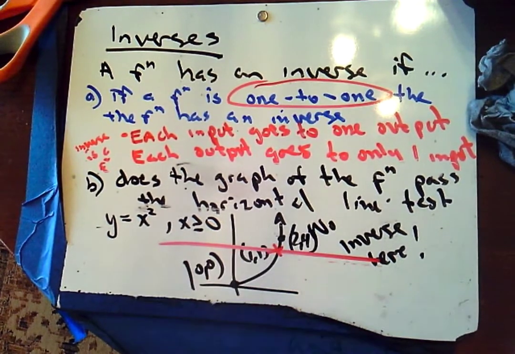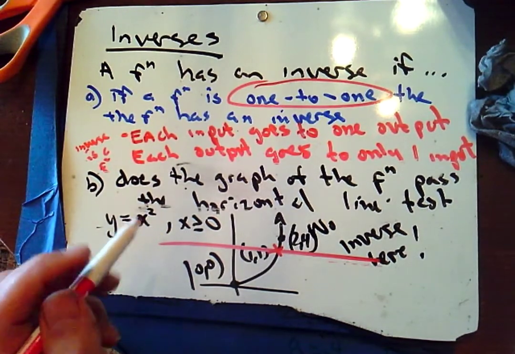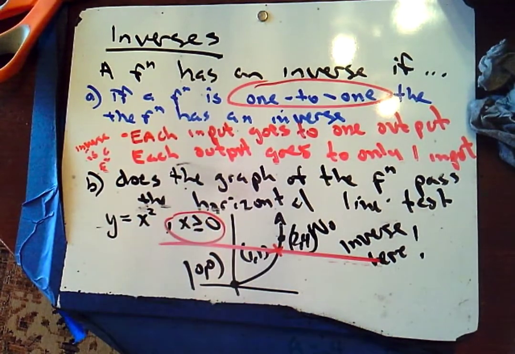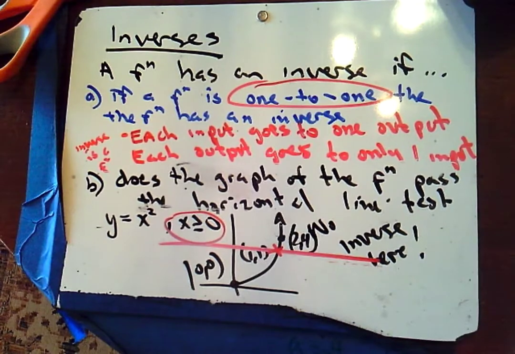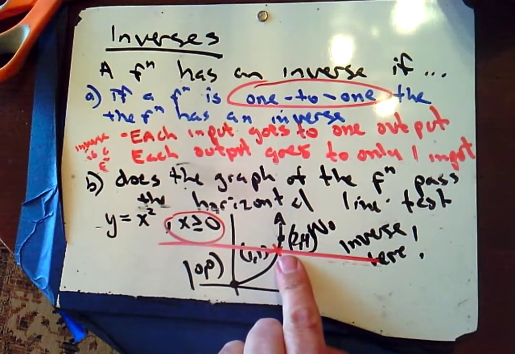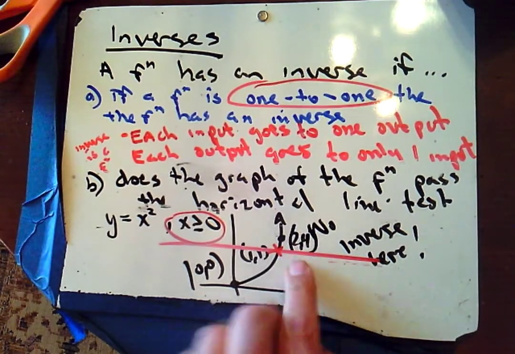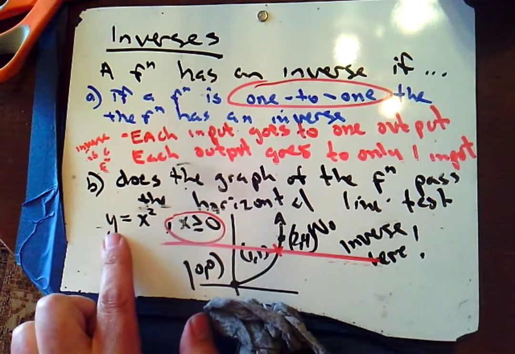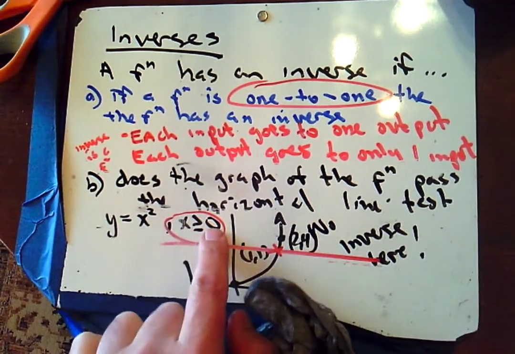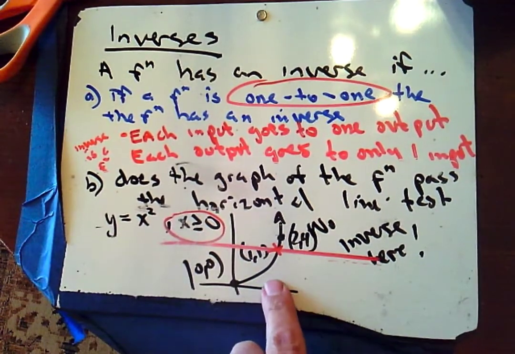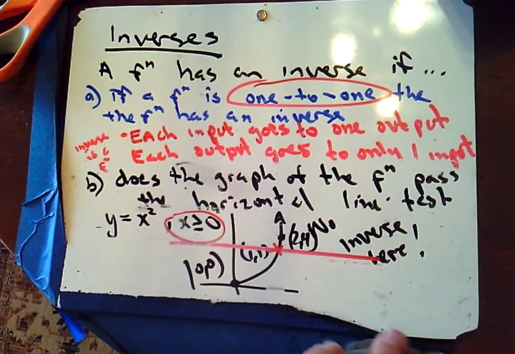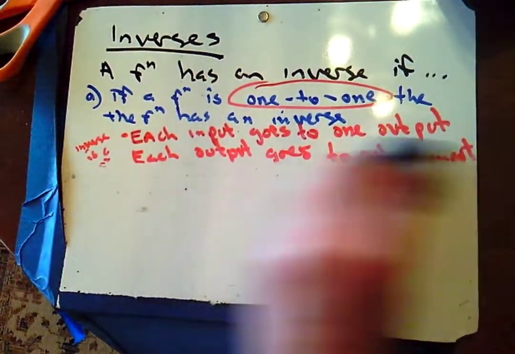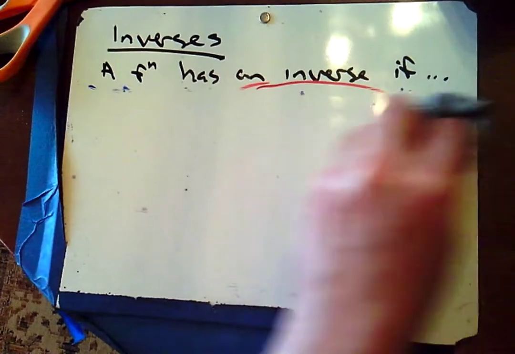Sure does. So if we fail the horizontal line test, we can always look to see if we can restrict the domain in order to get a situation where we would pass the horizontal line test. So y equals x squared does not have an inverse. But y equals x squared for x only greater than or equal to 0, like this picture, does have an inverse. Okay? What else can we say about knowing if a function has an inverse?